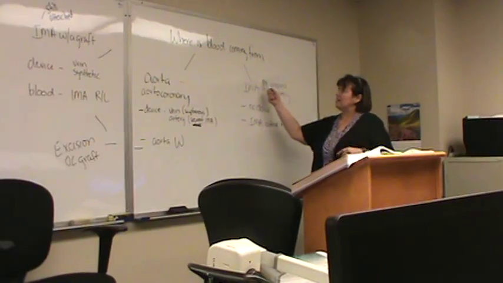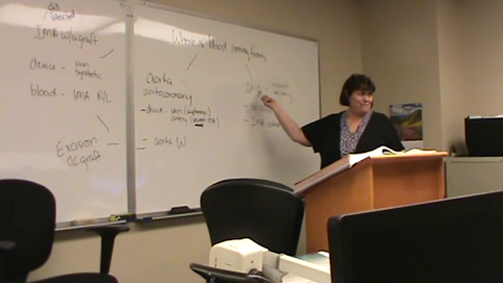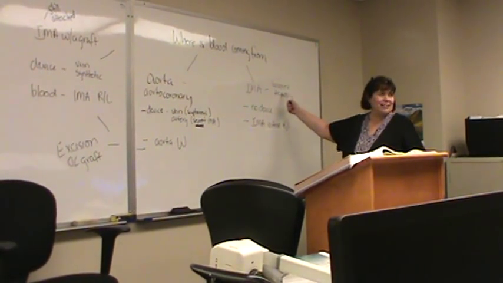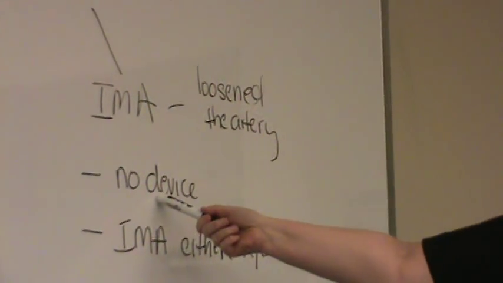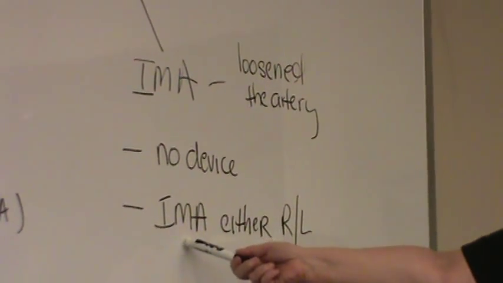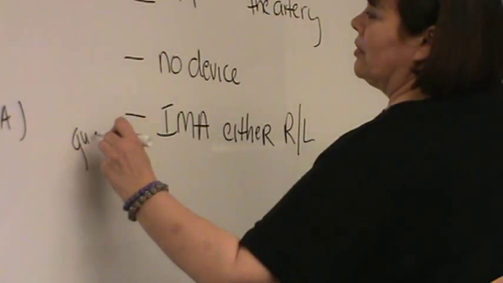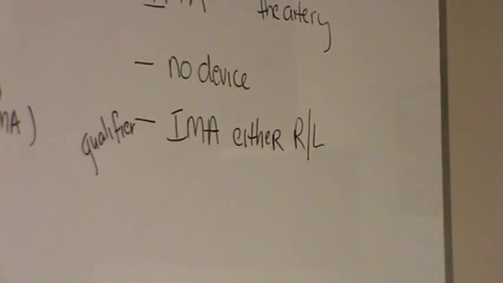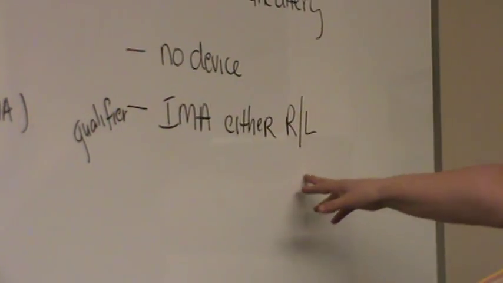Okay, on this side, the blood's coming from the internal mammary artery. Okay? All they do on this side is loosen one end. So in that case, there's no device because it wasn't a free graft. And your qualifier is going to be the internal mammary artery. Either right or left. And if they do both, then you're going to have 2 codes. One to show the right and one to show the left.